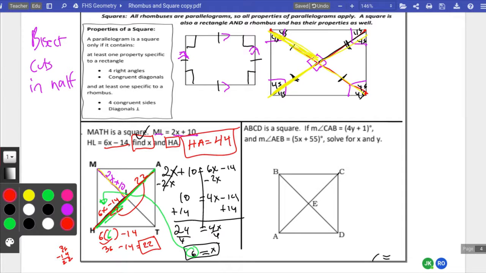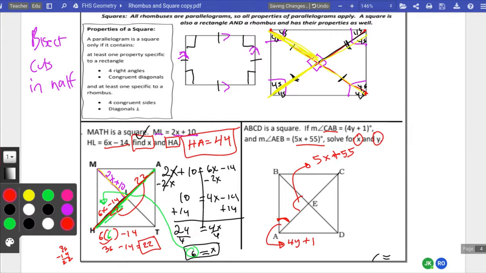All right. Move on to the next one. The measure of angle CAB is 4y plus 1. CAB is this angle right here, and this angle is 4y plus 1. Got it. Next angle is AEB. AEB is this angle right here, and this angle is 5x plus 55. Okay, solve for x and solve for y.